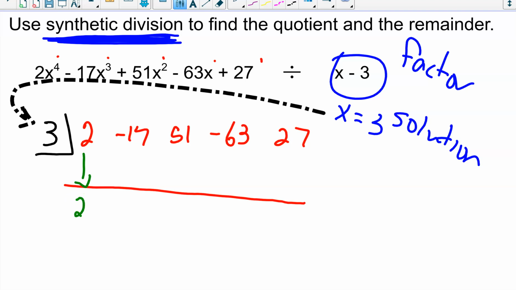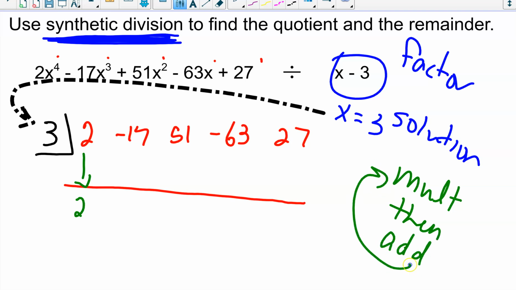Okay, so then you're going to do multiplying, adding over and over. So you're going to multiply and add and do this loop all over again. So 3 times 2 is 6. And then we're going to add negative 17 and 6, which is negative 11. Then 3 times negative 11 is negative 33. We're going to add, and we get 18.